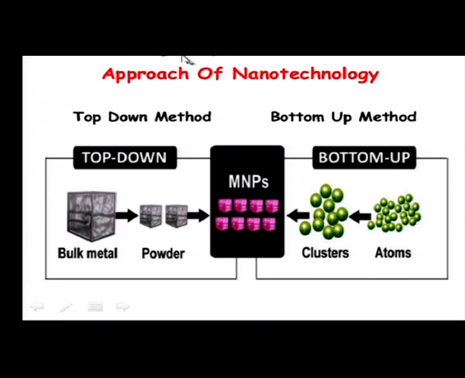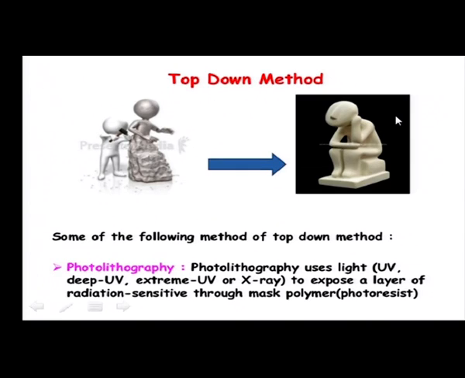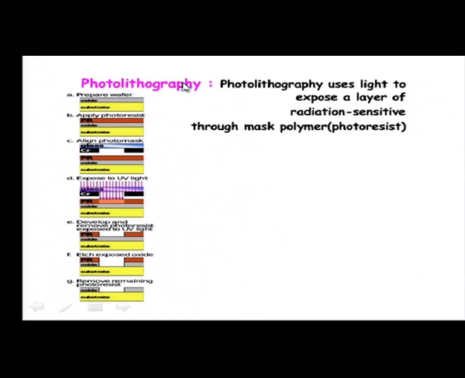Therefore, the approach of nanotechnology has two processes. The first process you call a top down method, and the second process you call a bottom up method. And in the top down method, we should remember an important technique known as photolithography. Photo means light, litho means writing, and graphy also means writing. Therefore, photolithography uses light, that is, an ultraviolet light, deep ultraviolet light, extreme ultraviolet light or X-ray to expose a layer of radiation sensitive polymer through a mask. The polymer must be a photoresist, and this is the step by step procedure for photolithography.